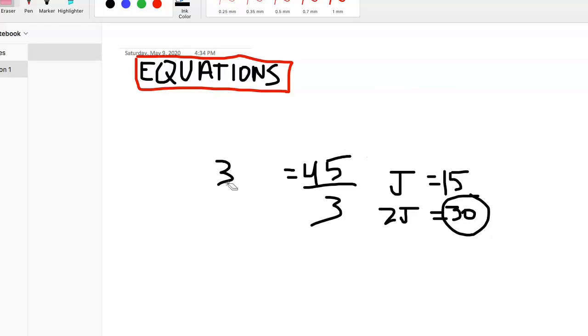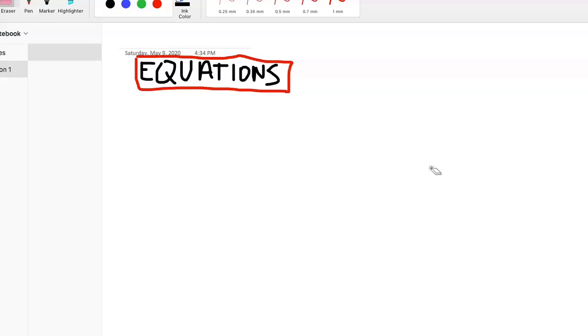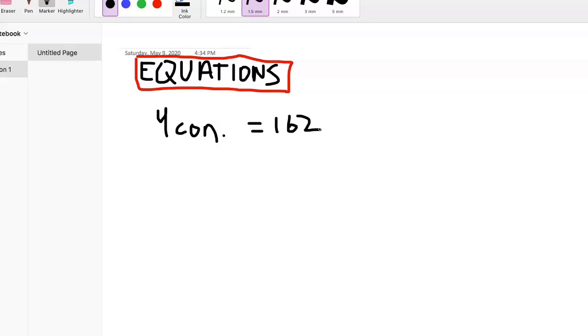And one more word problem, and then we'll call it a video. Okay, so the last one is consecutive integers. It says we have 4 consecutive, so con is going to be consecutive, integers total 162. And then they want to know what are each of those consecutive integers.